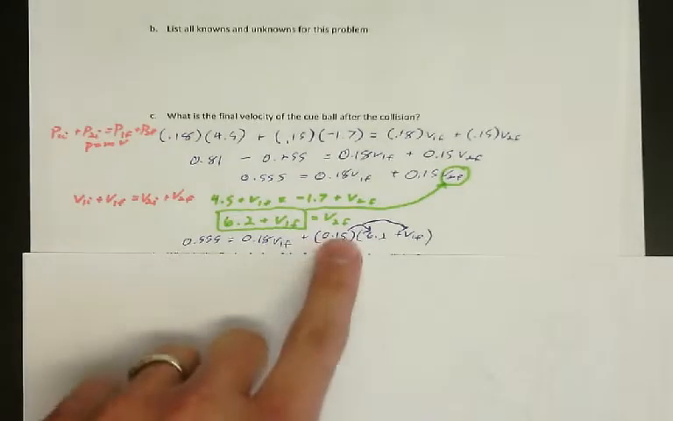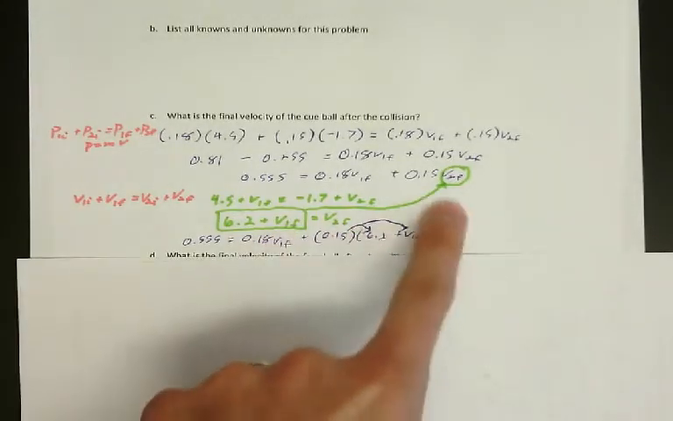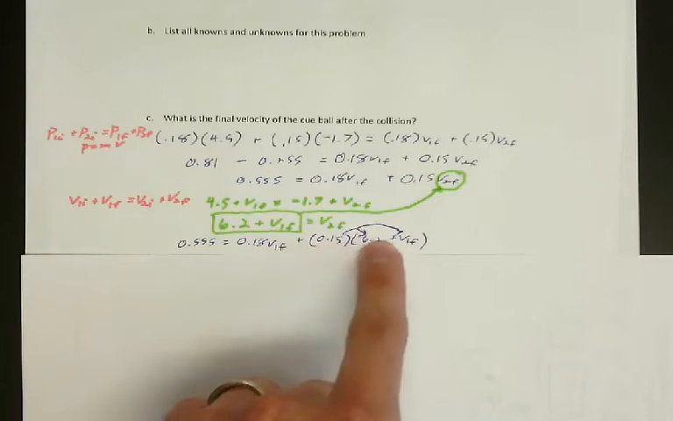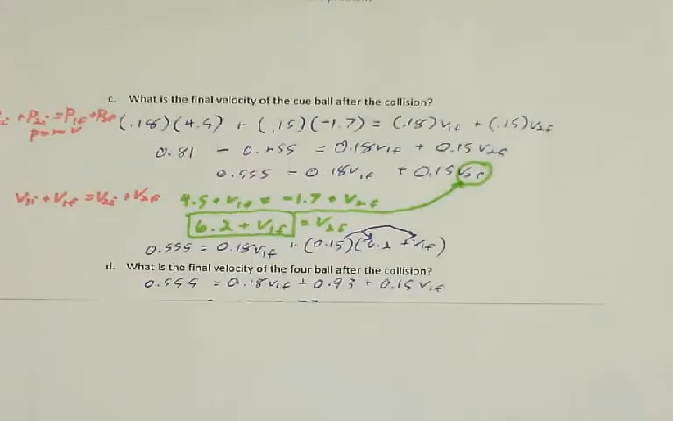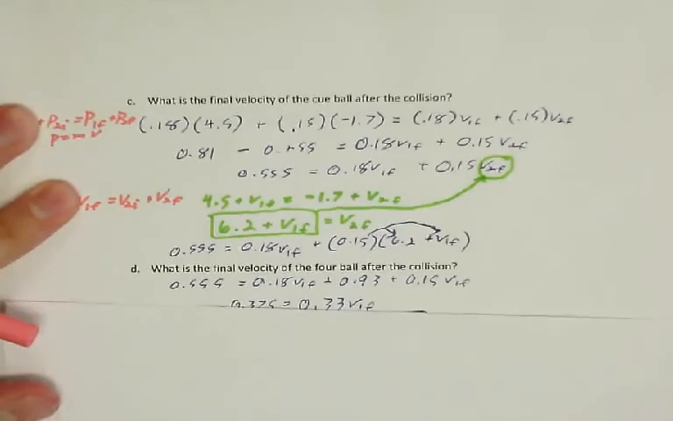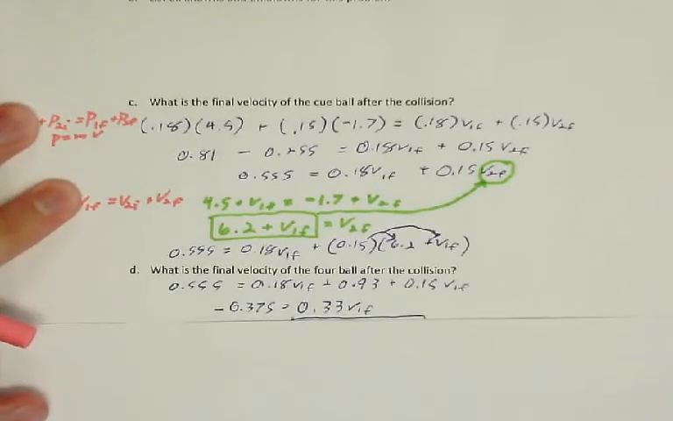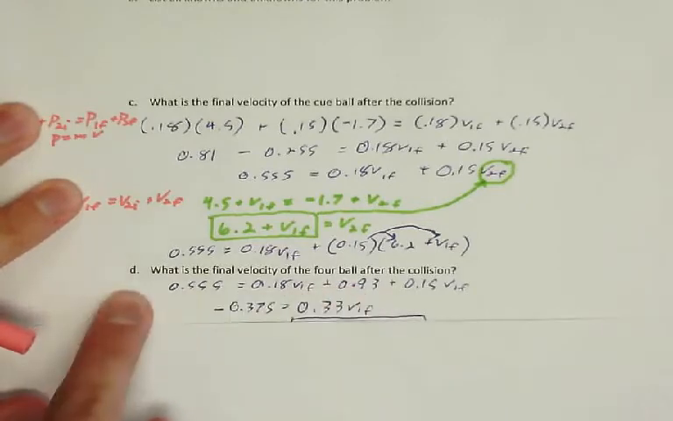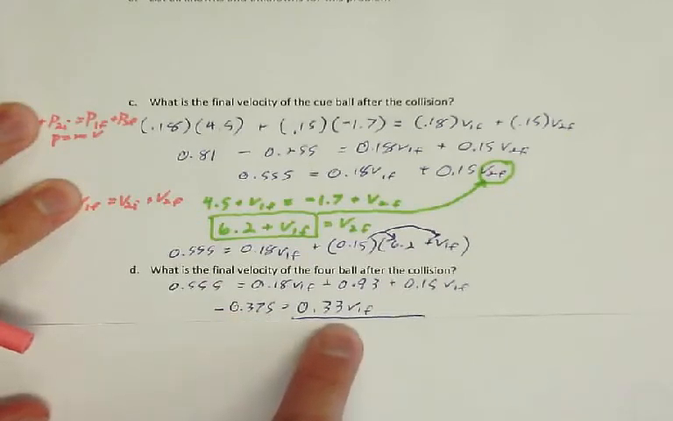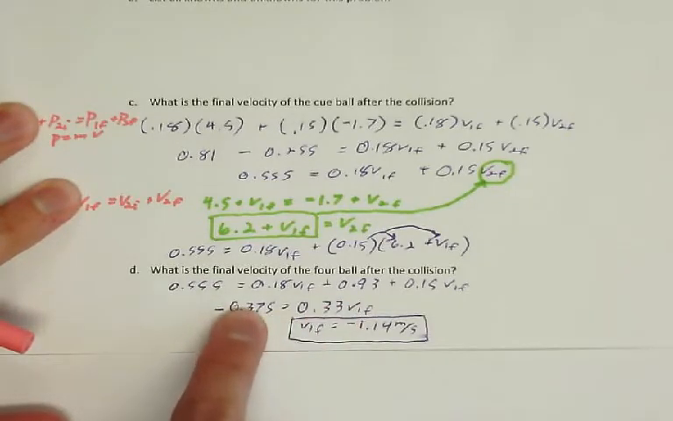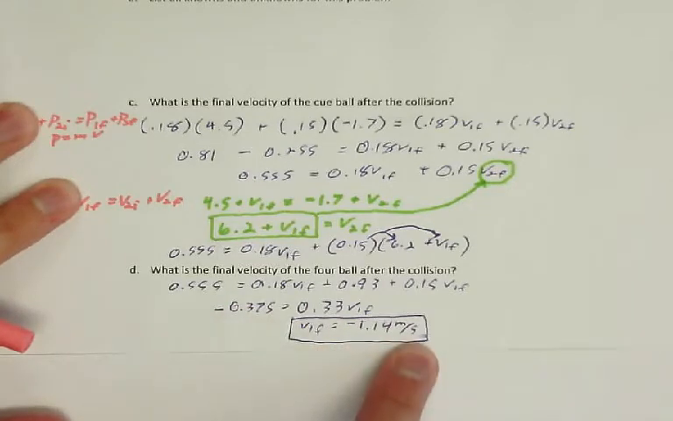Okay, so the next step is to distribute. I plugged this in for V2F and distributed. When I distribute, I get 0.55 equals 0.18 V1F plus 0.93 plus 0.15 V1F. I brought the 0.93 over and got negative 0.375 equals 0.33 V1F. I divided both sides by 0.33, and I got negative 1.14.